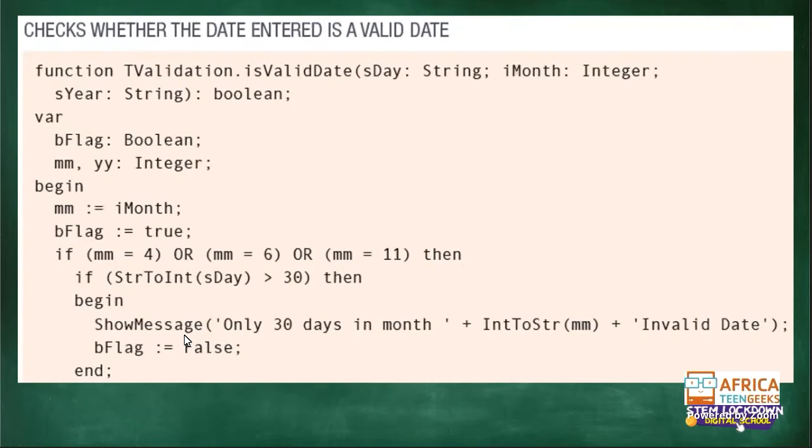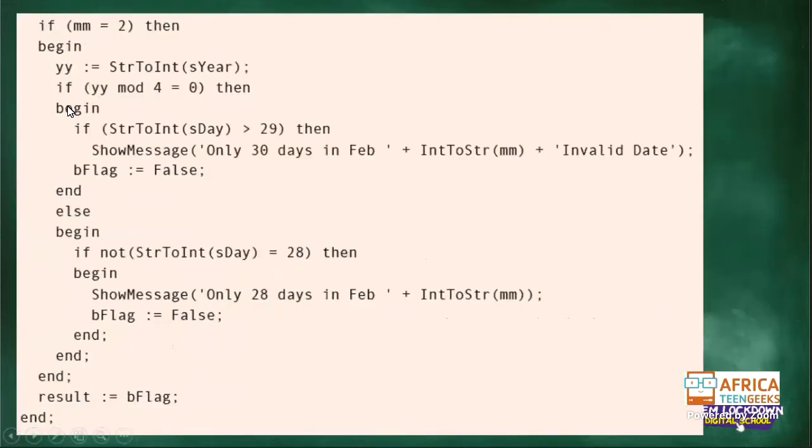So the most important part here is we make the flag false, so that we return false because we've proved that it is not a valid date. So that's the first part that we've done, and that's the first check for those months. Okay, but it carries on. So I'm going to go to the next slide.